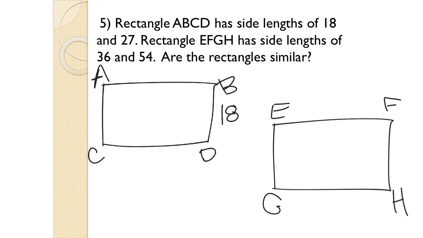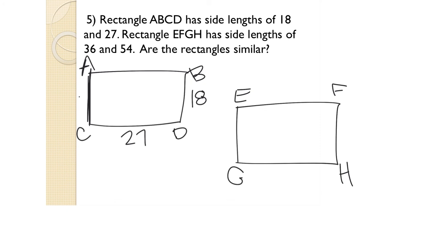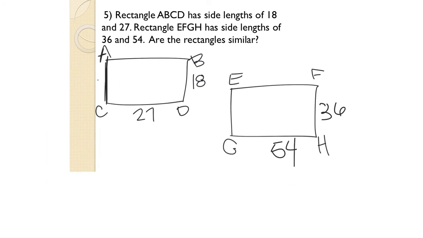Can I go and put 27 here? No. Because if you think about a rectangle, the sides across from each other are parallel, okay? That means they are equal. So if 18 goes there, then 18 goes on this side too. 27 would have to go on the top or bottom. EFGH has 36 and 54. So all we're going to do is side over base and see if they are similar.